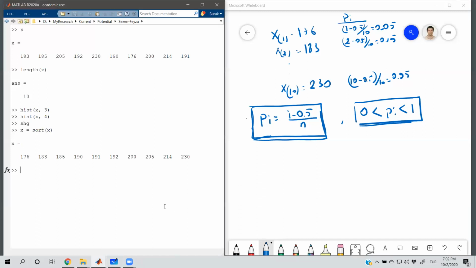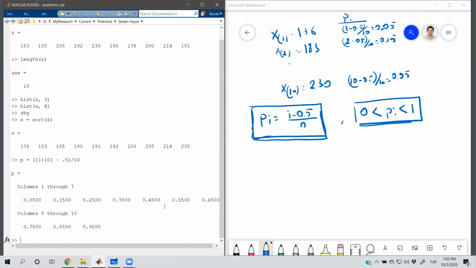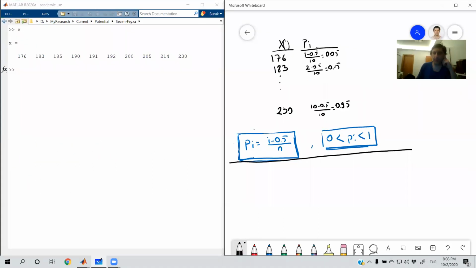And on MATLAB, it is straightforward to do this. If we write P is equal to 1 to 10 minus 0.5 divided by 10, you find the corresponding quantile values. Now we use these quantile values in this manner.